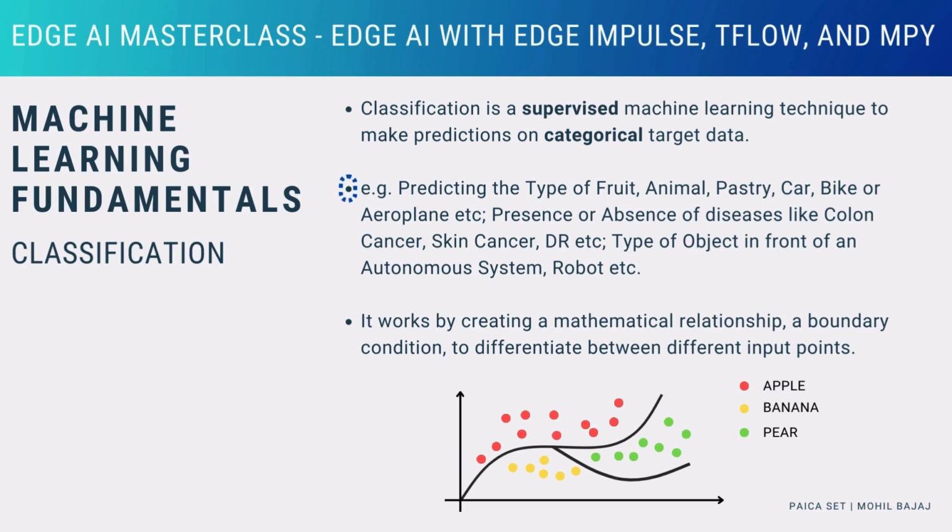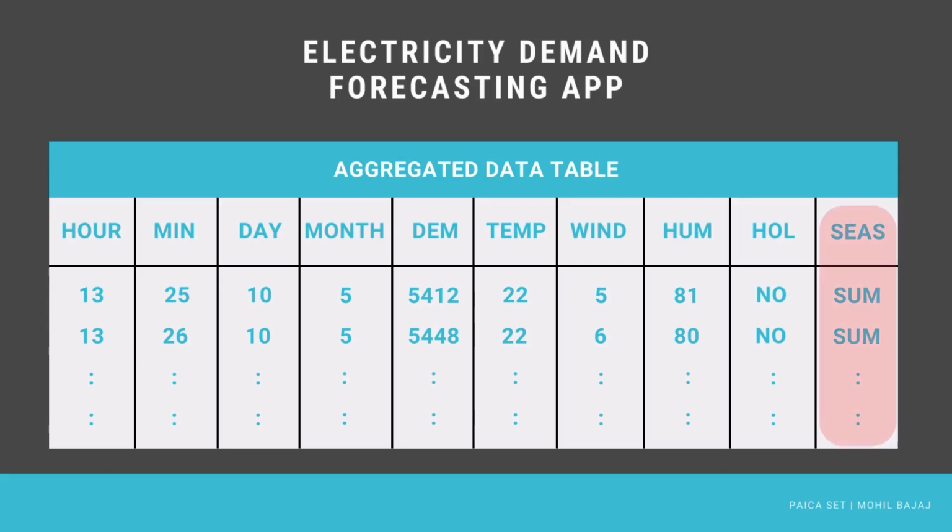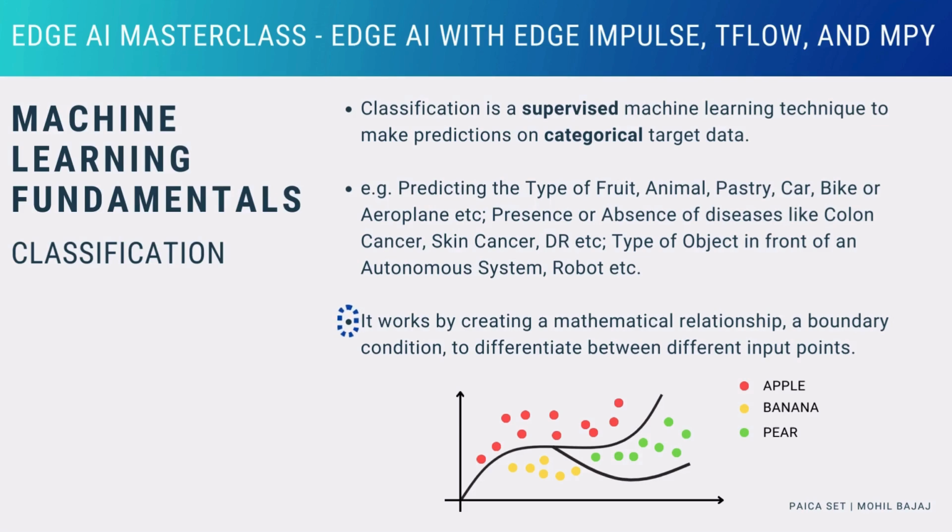In our electricity demand predicting app, if we changed things a bit, and instead of forecasting demand, we predicted the season, for example, based on all the data and the demand, then that would become a classification problem. In classification tasks, the algorithm learns from the training data to assign labels to new, unseen data. This is done by identifying boundaries or dividing lines known as decision boundaries between different classes.